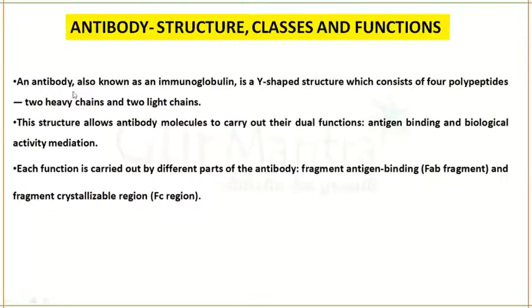This structure allows the antibody molecules to carry out their dual function. One is antigen binding, the second one is biological activity mediation. Each function is carried out by a different part of the antibody: the fragment of antigen binding, called the Fab region, and the fragment of crystallizable, which is called the Fc region.